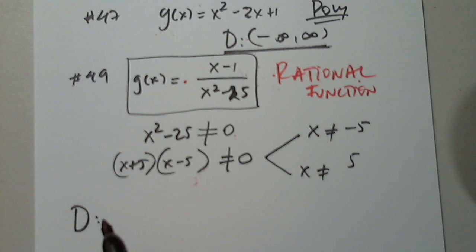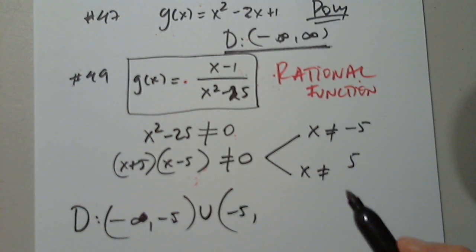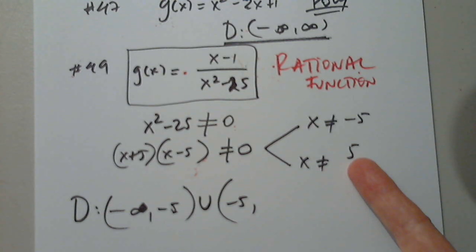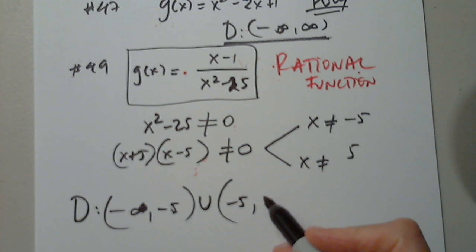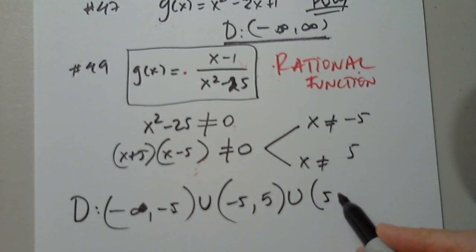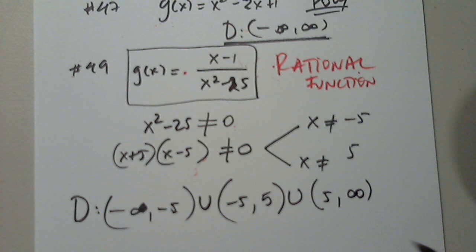Negative infinity, comma, negative 5, a union. I have to start at negative 5, and go to infinity. 5. And then the union. I have to start at 5. And then another infinity. Excellent.